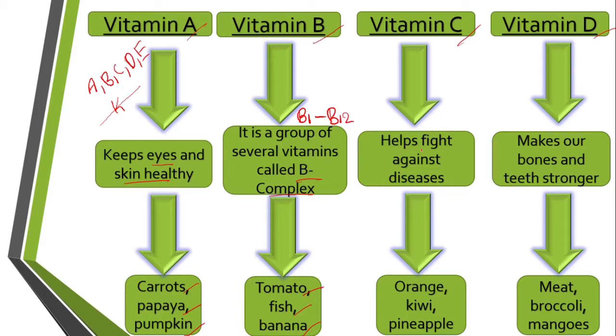It helps in fighting against diseases. We can get vitamin C from orange, kiwi, and pineapple. And vitamin D helps make our bones and teeth stronger.